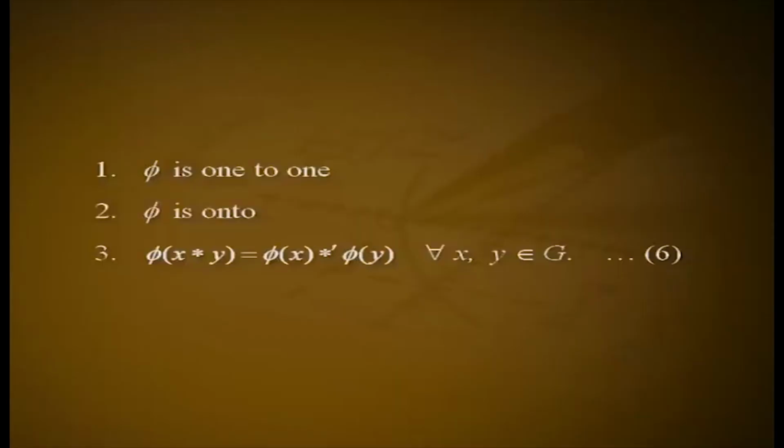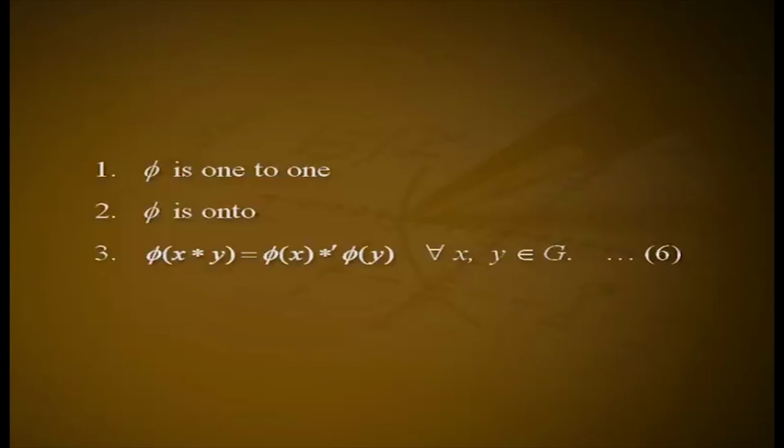Group isomorphism. We now discuss isomorphism between two groups which are particular binary structures. Definition. A function phi from a group G onto a group G dash is a group isomorphism if phi is 1 to 1, phi is onto, and phi of x star y is equal to phi of x star dash phi of y for all x, y belonging to G.